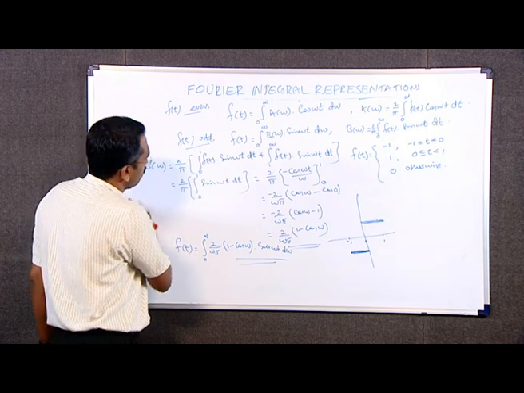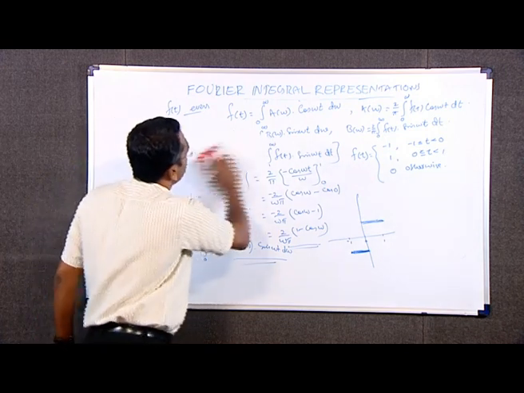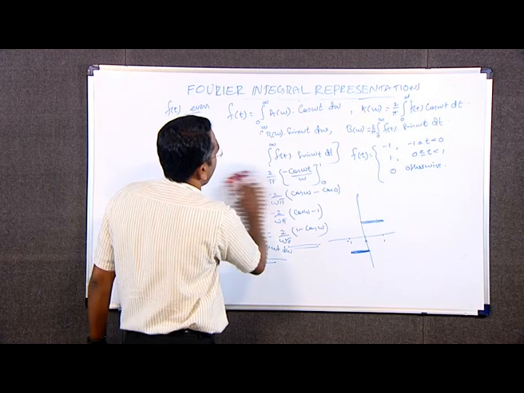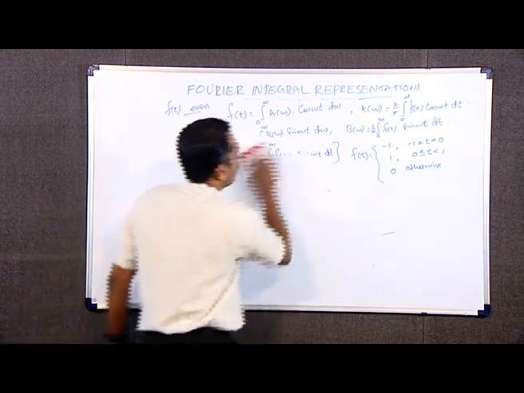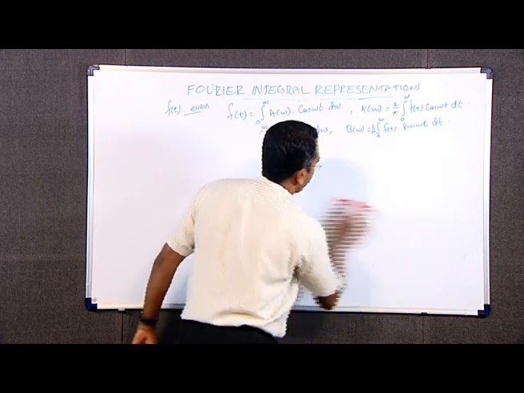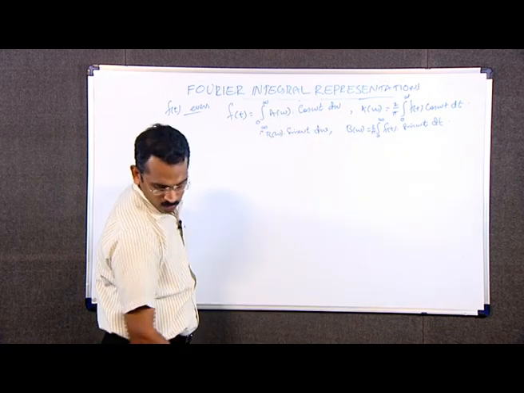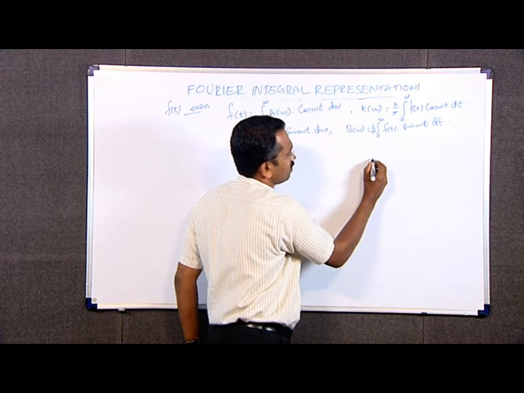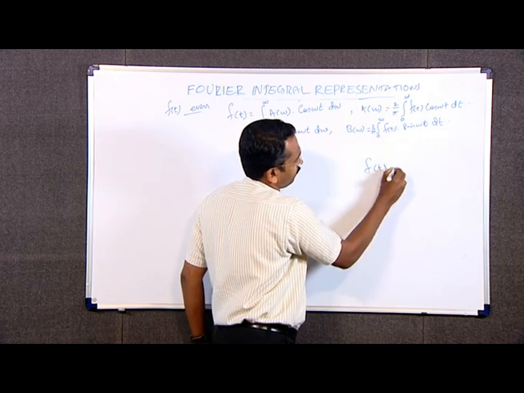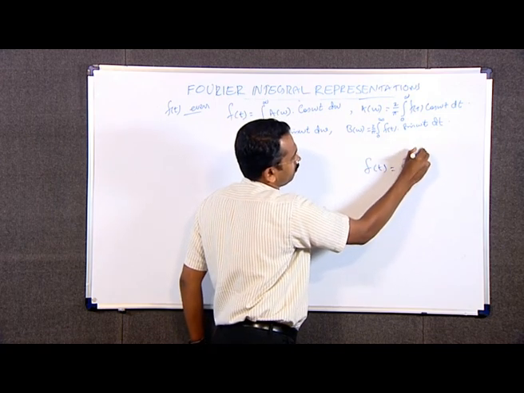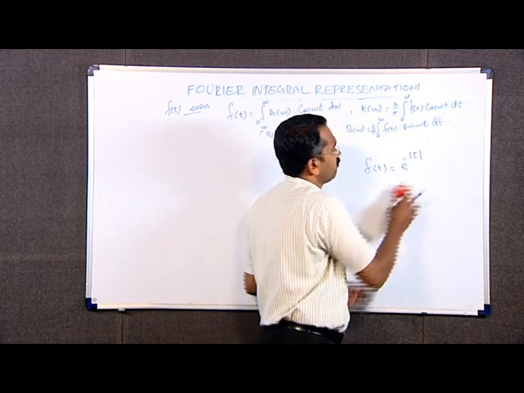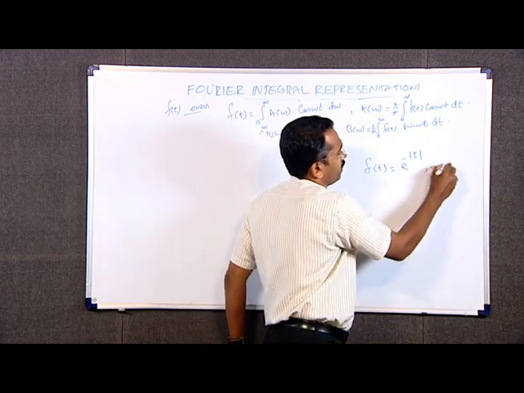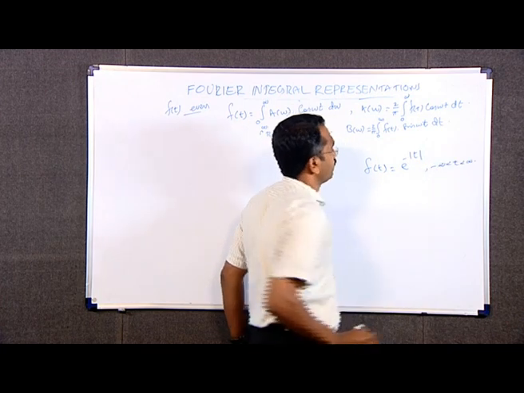Now, consider another example. f of t is equal to e raised to minus mod t, e raised to negative of mod t for minus infinity less than t less than infinity.